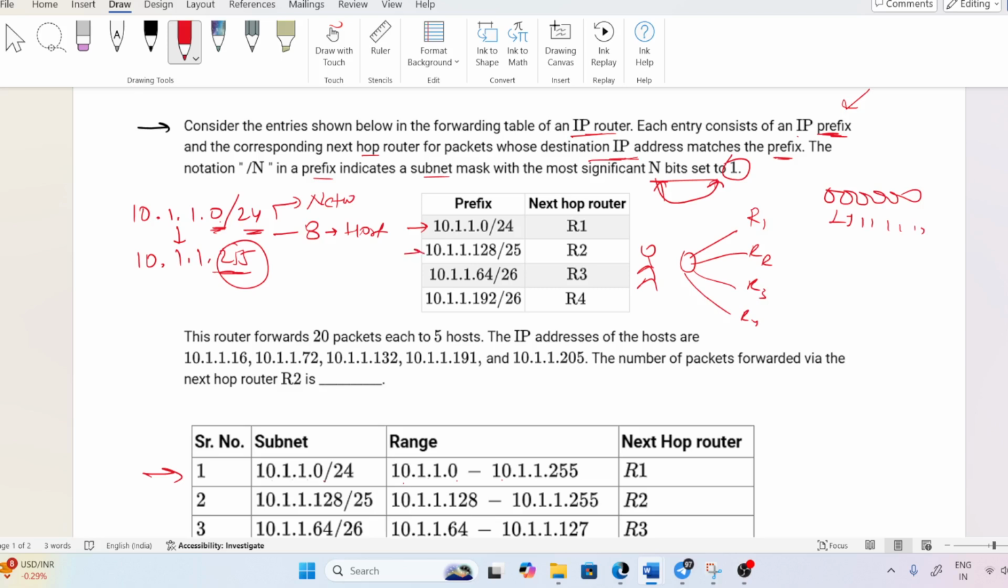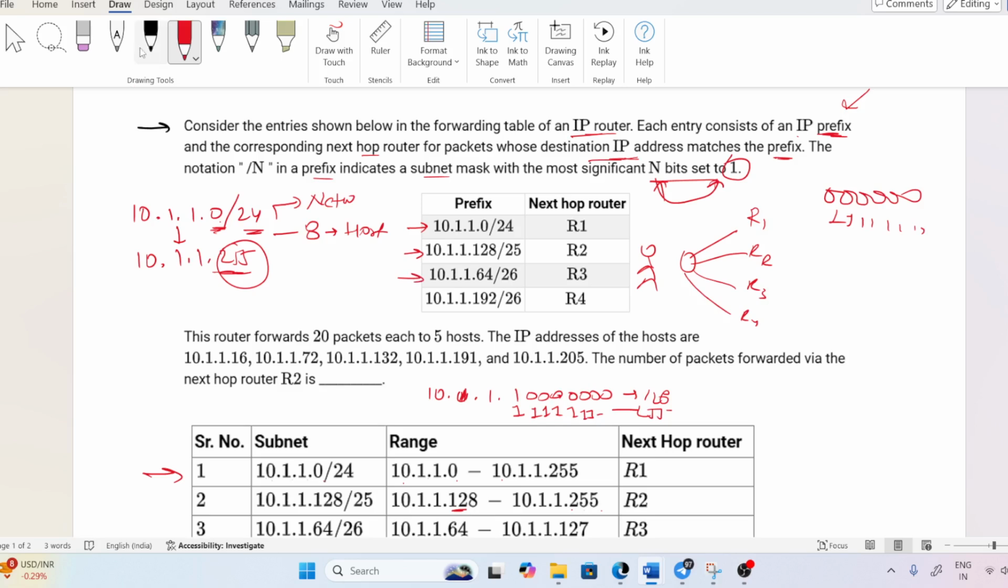Now let's check 128. How can we write 128? 10.1.1.128. How can we write 128 in binary? 1 followed by 0000000. Now it says set all host bits to 1, so when all bits become 1 it goes to 255. So the range here is 128 to 255. Let's check this.